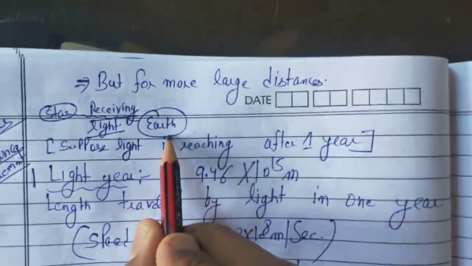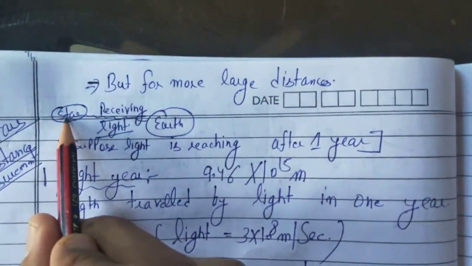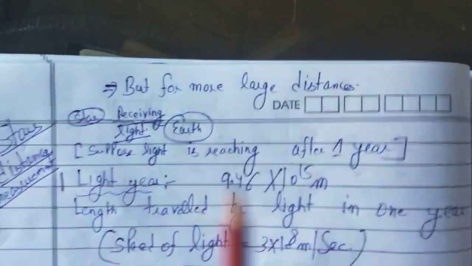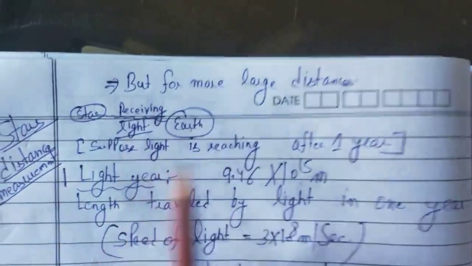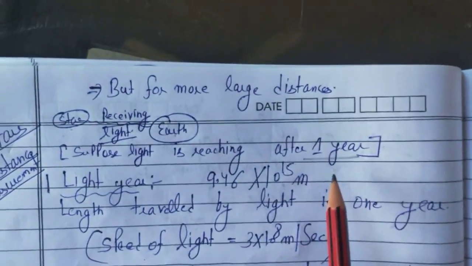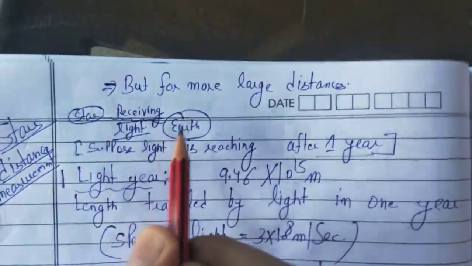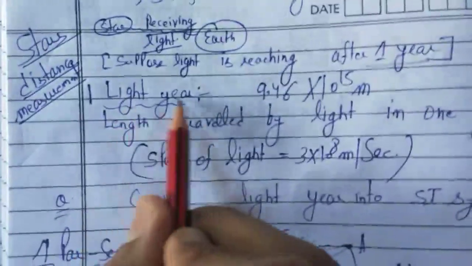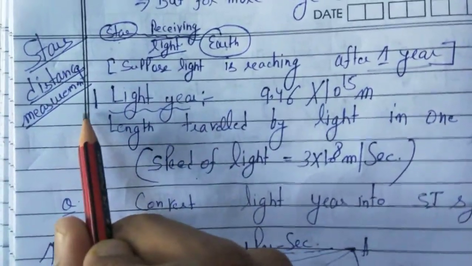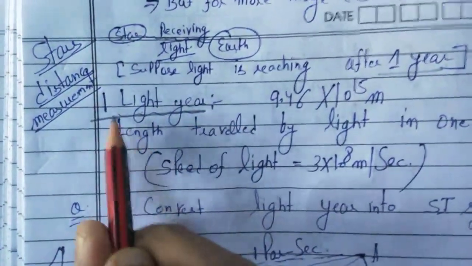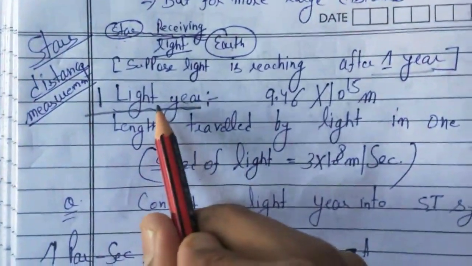Suppose Earth is there and light is reaching Earth from this star. Suppose light from this star takes 1 year to reach Earth. So how do we calculate the distance of this star from Earth? We calculate it in light years. So if I say 1 light year, what is meant by this 1 light year?